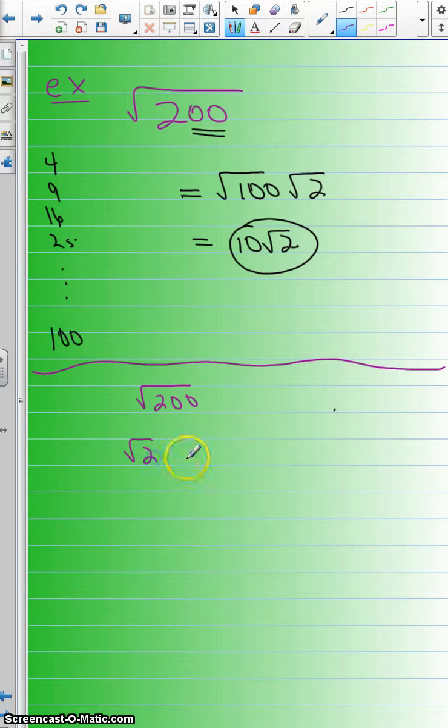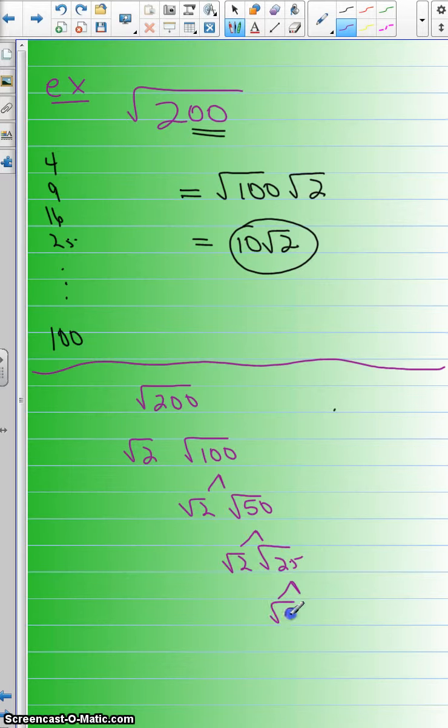2 goes in there 100 times. 100 breaks by 2, 50 times. 50 breaks by square root of 2, 25 times. So far: square root of 2, square root of 2, square root of 2, square root of 25. And square root of 25 is 5 times square root of 5.